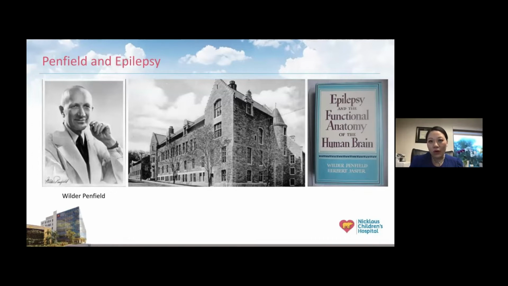He was best known for treating patients with severe epilepsy. Before operating, he would stimulate the brain with electrical probes while the patient was conscious under only local anesthesia. In this way, he was able to accurately target areas of the brain responsible for epilepsy, and therefore he was also credited with creating the cortical homunculus. These are pictures of Penfield, the Montreal Neurological Institute, and of course, his famous work, Epilepsy and the Functional Anatomy of the Human Brain.